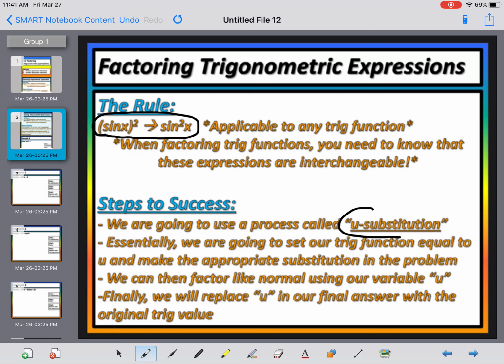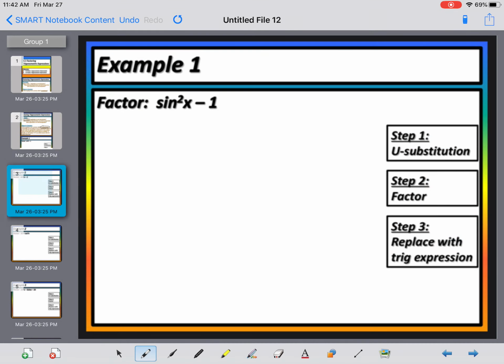So the way that we're going to do this is with something called a U substitution. Essentially we pick out the trigonometric function in the expression and we're going to make a substitution using a variable u, which is going to allow us to just have a more simplified expression, and it's going to make it easier for us to factor.